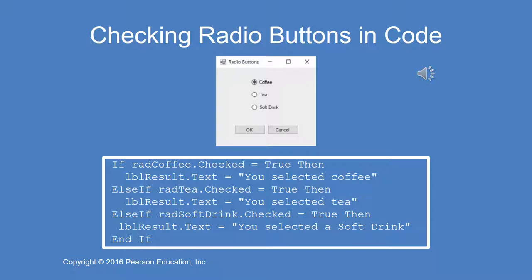Else if radTea.Checked equals true, you selected tea. Else if radSoftDrink.Checked equals true, then you selected a soft drink. And in this particular case, there is no else statement. One of those has to be selected, but not more than one can be selected.